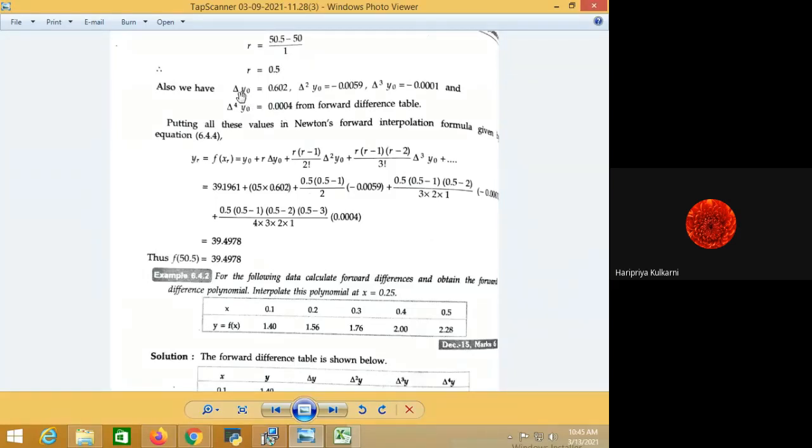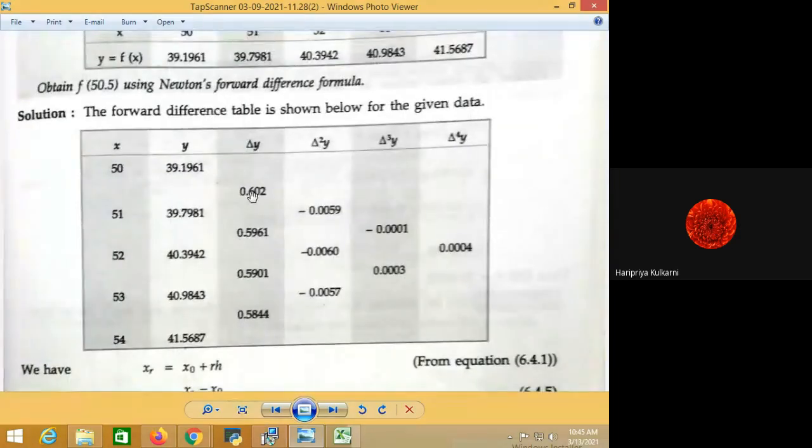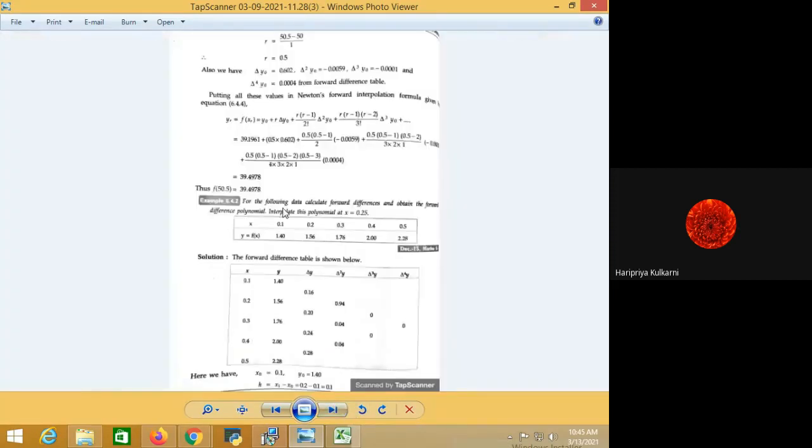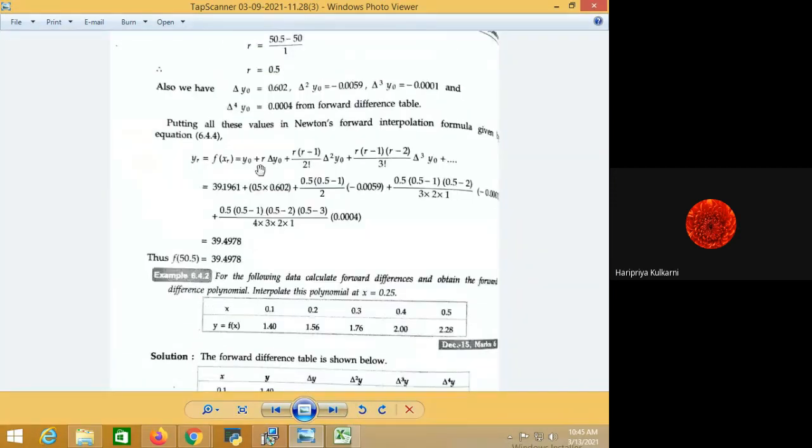Now we take the values of delta y0, delta square y0, delta cube y0, and delta raised to 4 y0. From where have we taken them? From the table: this is delta y0, delta square y0, delta cube y0, and delta raised to 4 y0. Now we'll put them in the formula, which is y0 plus r delta y0 plus r(r minus 1) upon 2 factorial delta square y0 plus r(r minus 1)(r minus 2) upon 3 factorial delta cube y0, and so on. We will go till delta raised to 4 y0, so there is one more term: r(r minus 1)(r minus 2)(r minus 3) upon 4 factorial into delta raised to 4 y0.